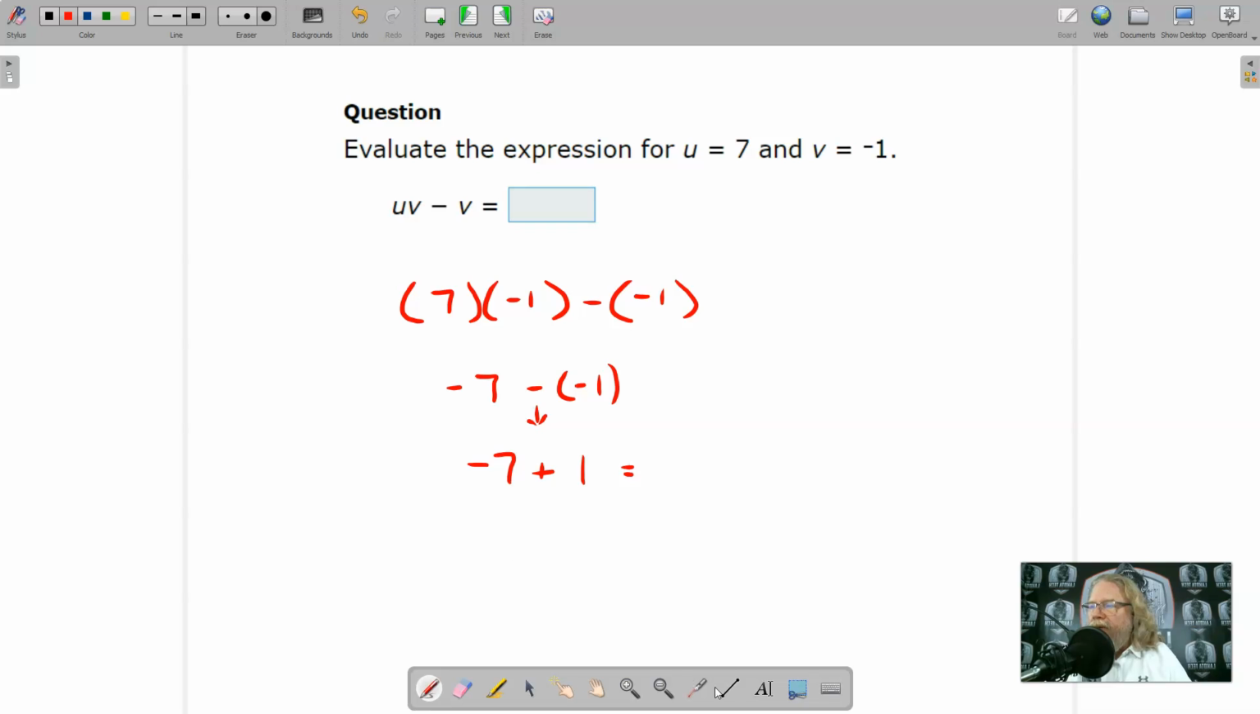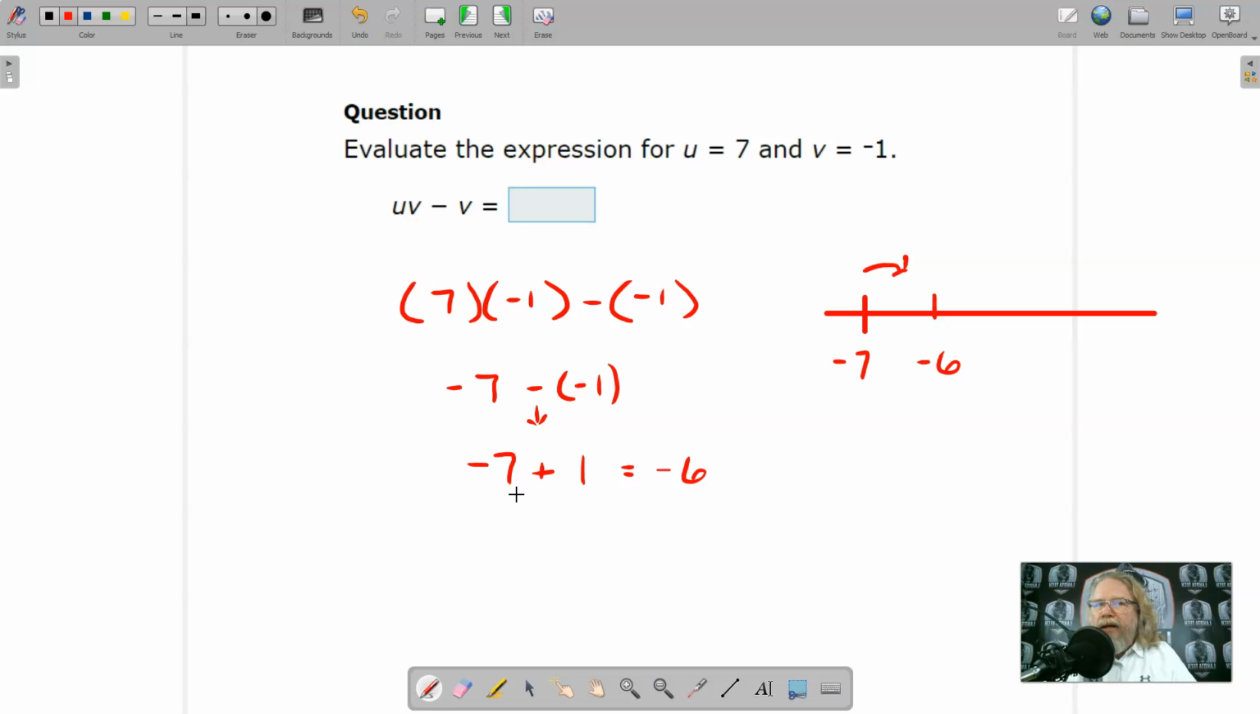Now, if you were on a number line, and we had a number line here, and at some point we have the value of -7, and we go 1 to the right by adding 1, we would land here at -6. So I know my answer is -6. But there's another way to do this.